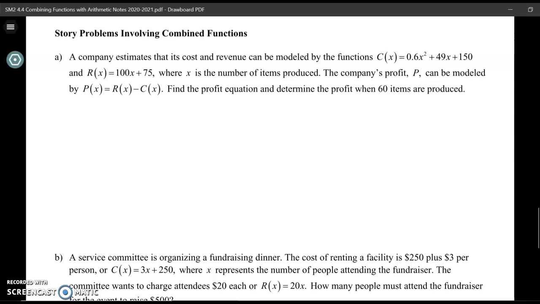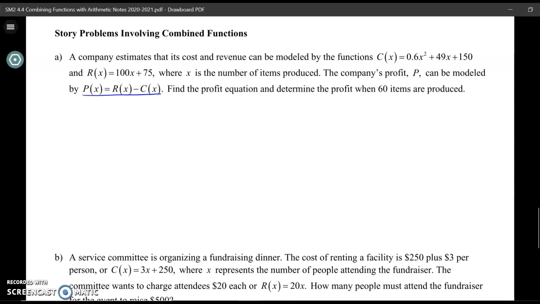A company estimates that its costs and revenue can be modeled by the functions C of x equals that nice thing and R of x equals 100x plus 75, where x is the number of items produced. The company's profit, P, can be modeled by this: P of x equals R of x minus C of x. Find the profit equation and determine the profit when 60 items are produced.